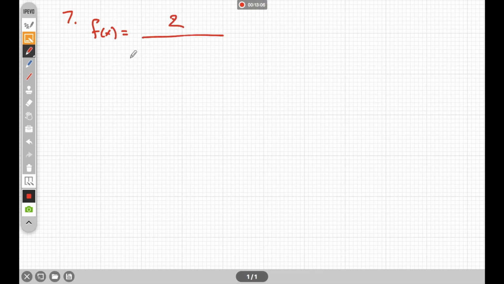Two over (4z plus e to the negative 9z) all to the 10th. This should be f of z. So in this problem, we're going to use the quotient rule, and we're also going to have a chain rule and an exponential rule, which, recall, says that the derivative of e to the x is e to the x.